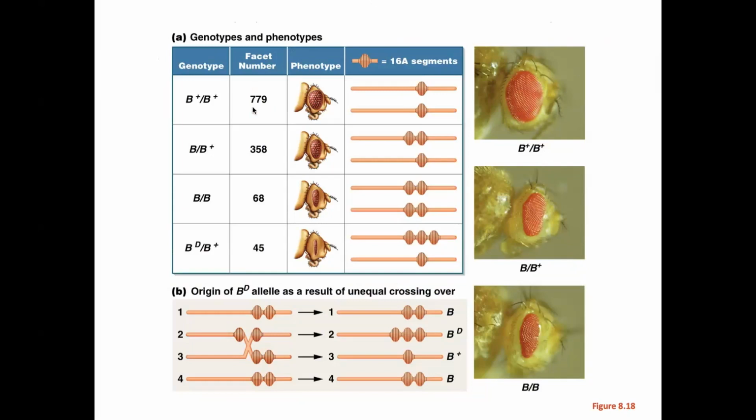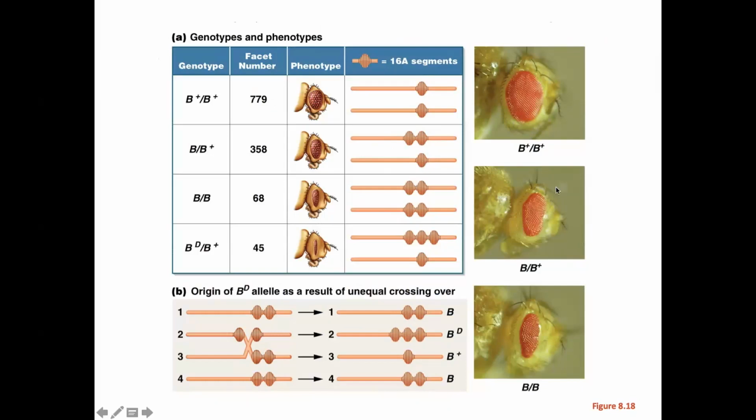So through unequal crossing over events, you can get gene duplications for the BAR gene. Now the duplicated chromosome is going to contain two tandemly arrayed copies of the BAR gene because of an unequal crossing over event. So if you have a fly that carries a duplicated version of that chromosome that harbors the BAR gene, and a normal chromosome that carries a single copy, what happens to the eye? Well, here it is over here.